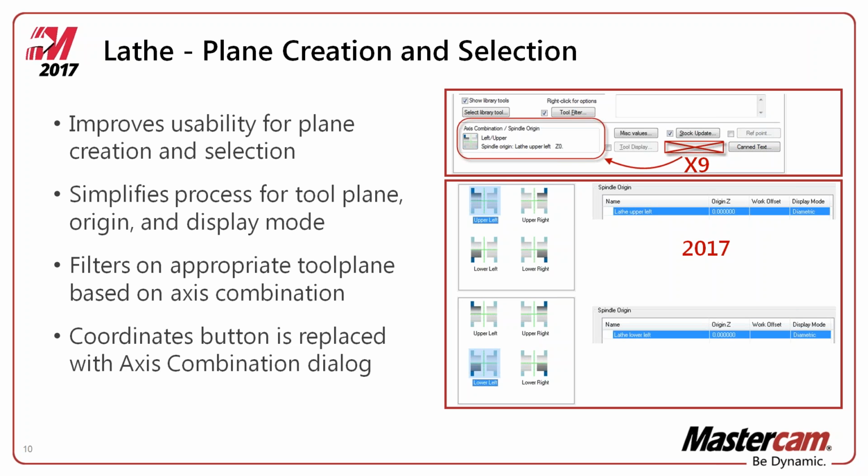Another thing too is going to be under the plane creation and the selection of it. They've brought in some of the mill turn style of menus inside of there, so if you ever need to mess around with your axis combination, that is all going to be under here as well. They did get rid of that coordinates button there, so everything is packed into the axis combination for you to make changes.